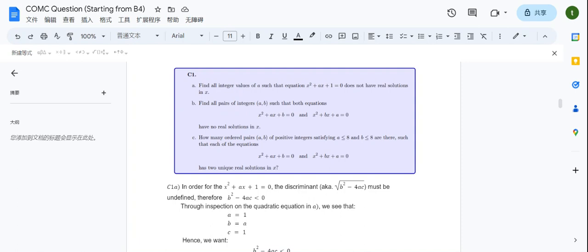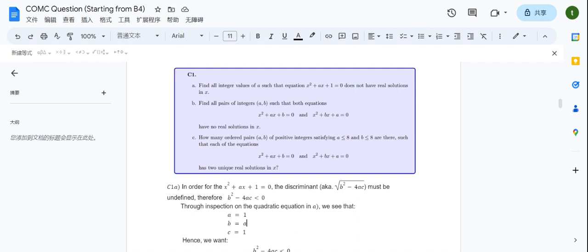B. Find all pairs of integers a, b such that both equations x squared plus ax plus b is equal to 0 and x squared plus bx plus a is equal to 0 have no real solution in x. C. How many ordered pairs of positive integers satisfying a is less than or equal to 8 and b is less than or equal to 8 are there, such that each of the equations x squared plus ax plus b is equal to 0 and x squared plus bx plus a is equal to 0 has two unique real solutions in x?